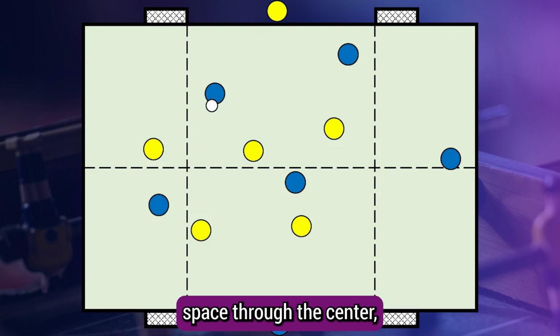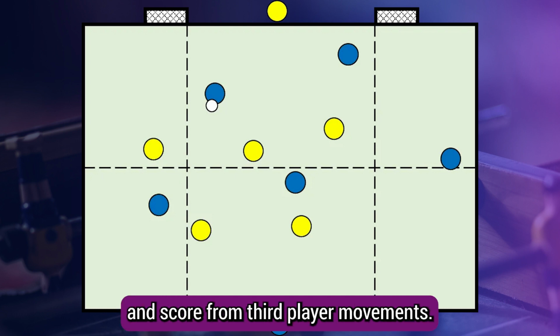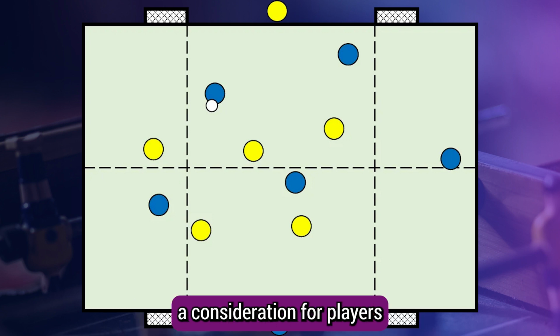Doing so opens up space through the center, which makes it easier to play forward passes into the feet of the end player and score from third player movements. Being in a position to act as this third player also needed to be a consideration for players.